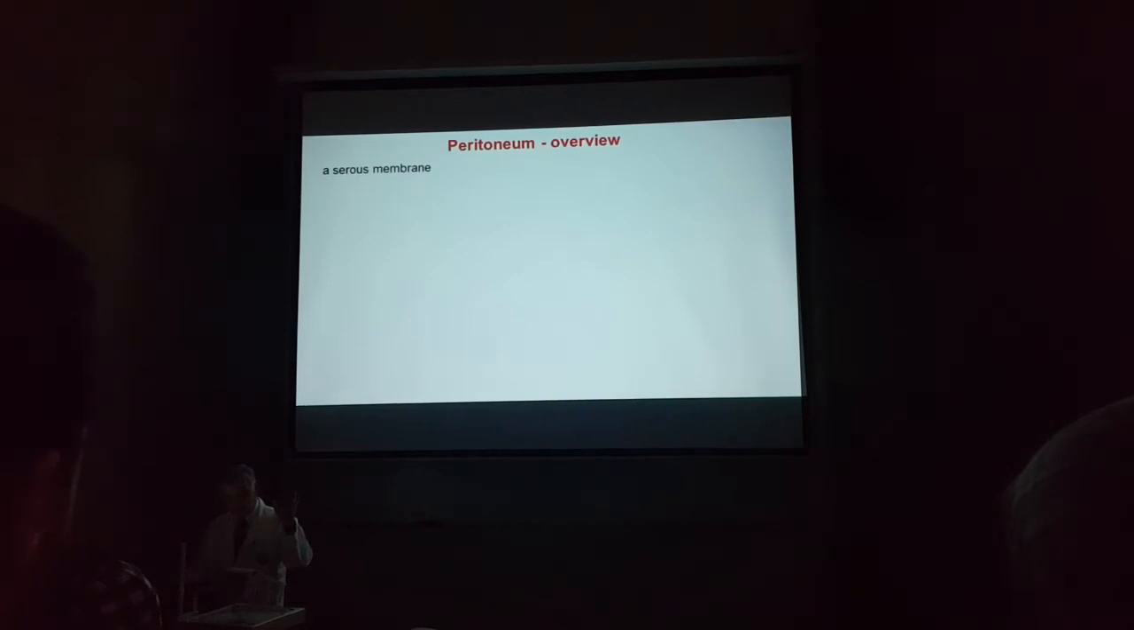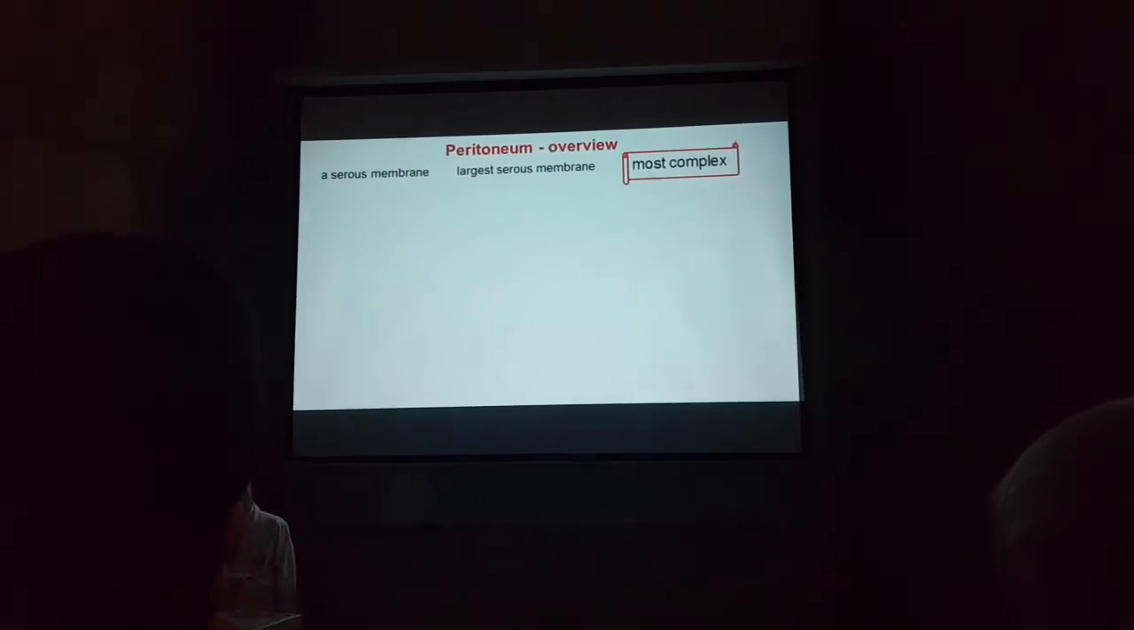So the peritoneum overview is that it is a serous membrane. It's not mucus. Mucus is a lining of an opened cavity. The abdominal cavity is closed. It is the largest serous membrane. The pleura is a serous membrane, and the pericardium is a serous membrane, but this is the largest because the abdominal cavity is the largest and most complex.